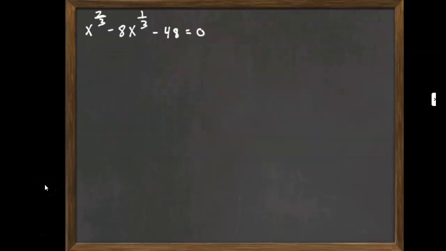Okay, in this problem here, we're trying to solve this equation where we have these fractional exponents: x to the 2/3 minus 8x to the 1/3 minus 48 equals 0. And so this is an example of what we call a quadratic type. Quadratic types are not quadratics, but they kind of mirror the behavior of quadratics.